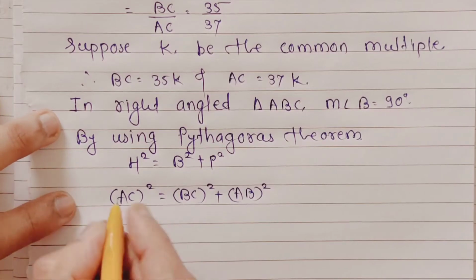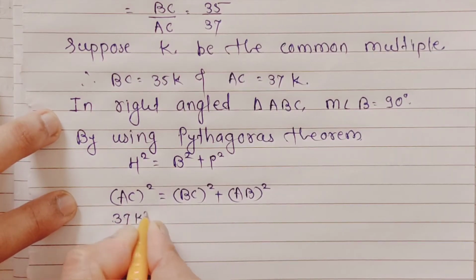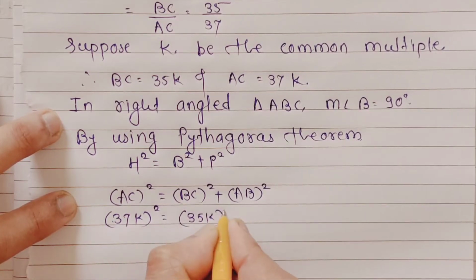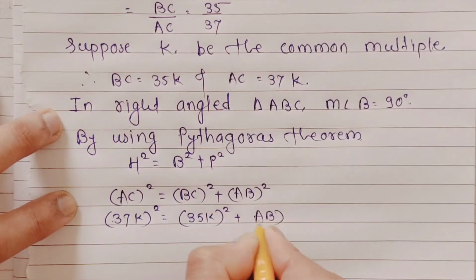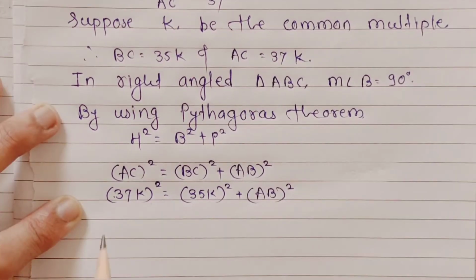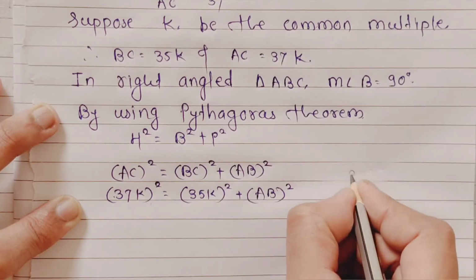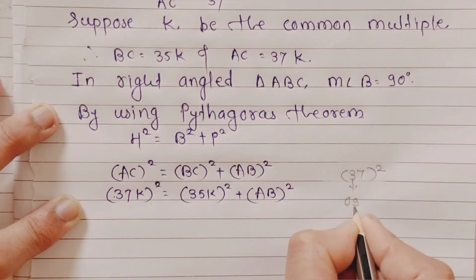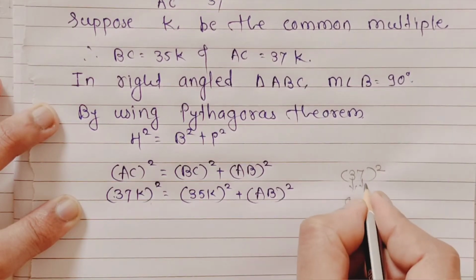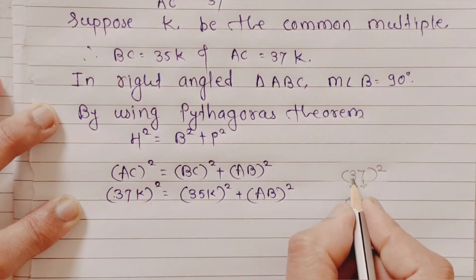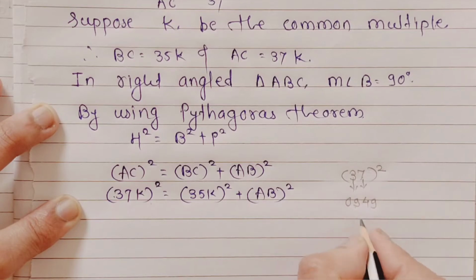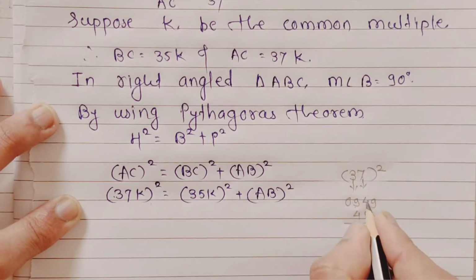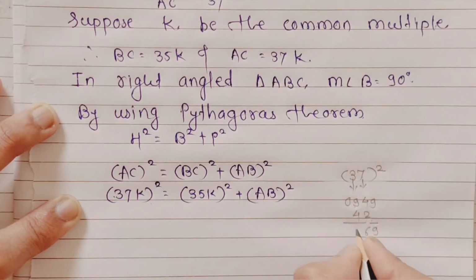AC square, that means 37K bracket square is equal to BC square, that means 35K bracket square, plus AB square as it is. We have to find out the length of AB. So 37 चा स्क्वेअर आपण शॉर्ट ट्रिकने फाइंड आउट करूया. 37 ब्रॅकेट स्क्वेअर. सो 3 स्क्वेअर 09, दॅट मीन्स हा 2 डिजिटमध्ये आपण घेत असतो. देन 7 स्क्वेअर 49. देन मल्टिप्लिकेशन 7 3 जा 21, 21 2 जा 42. हे मल्टिप्लिकेशन 1 डिजिट ड्रॉप करून आपण ॲड करतो आहोत. देन ॲडिशन 9, 4 + 2 6, 9 + 4 13.